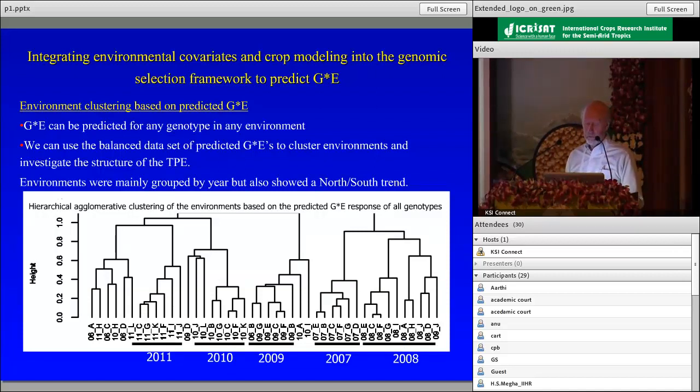There were 5 years actually, and 44 environments in total. And you can see that in general, the environments within years were related to each other. So each year, the environments in each year grouped together, but overall there was a north-south trend in the data, and if you were able to sample more environments, you would probably be able to begin to group environments from different years in different locations.